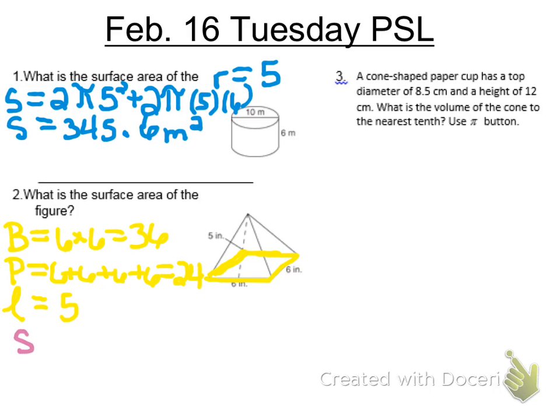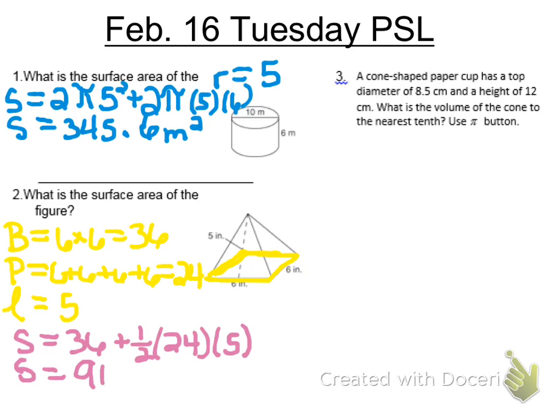I've got surface area is equal to the base, which is 36, plus 1/2. Again, this is that formula. The perimeter, which is my P, which is 24, times the height. You can find this formula on your sheet. Plug all this in your calculator, and you're going to end up getting that the surface area is 96 inches squared. Remember, surface area is squared.